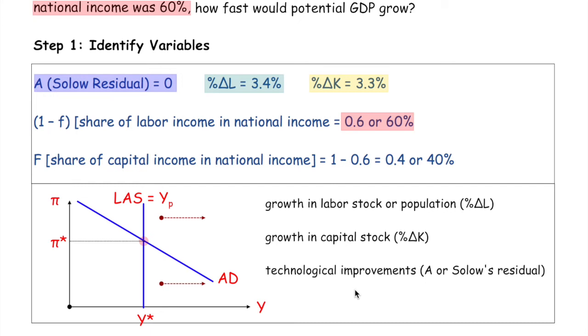And that essentially causes per capita GDP to increase, and therefore it is considered the most sustainable source of long-run economic growth. And now, the variables that are offered to us summarize the contributions to growth. There's no growth from technology. The labor force is growing at a rate of 3.4%, and capital accumulation is at a rate of 3.3%. And we also know that the share of labor income in national income happens to be 60%.